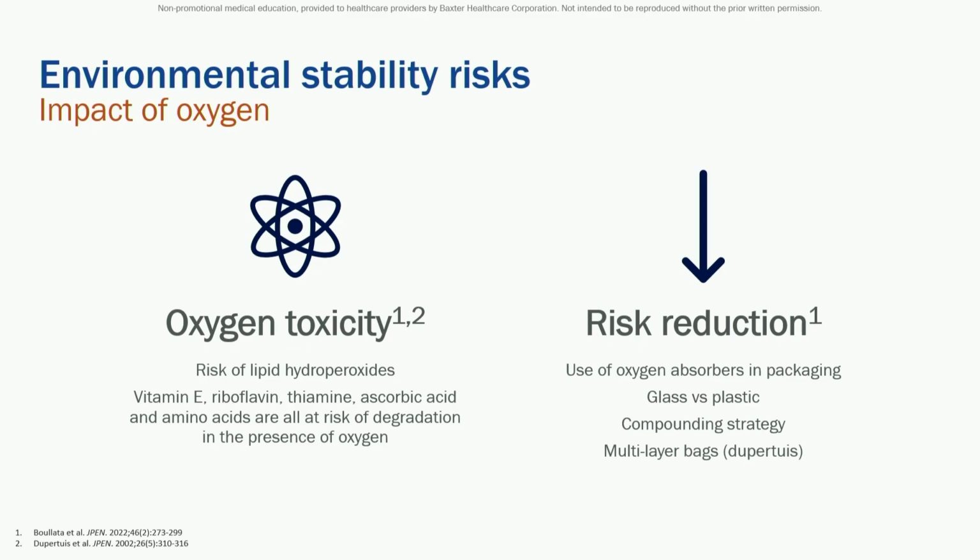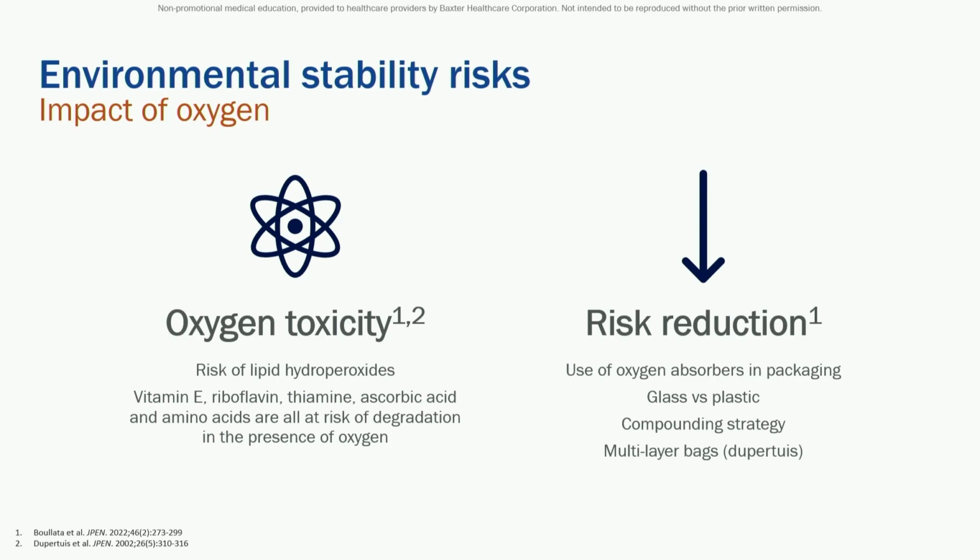We'll move on to oxygen. Oxygen also creates a lot of issues. It increases our risk of degradation of both lipids and a bunch of other things: vitamin E, riboflavin, thiamine, ascorbic acid, amino acids. So again, oxygen causes a lot of problems for us in the long run. We can reduce the risk, and so our lipids are manufactured in containers that have a light absorber or an oxygen absorber in the packaging. That is definitely helpful, but once you pull it out of the packaging, you're back at stage 0.